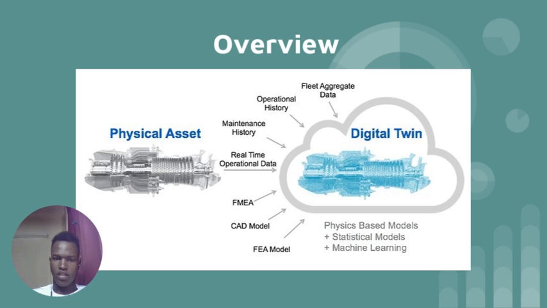So the next slide is the overview of what exactly a digital twin is. As I said earlier, a digital twin is basically a copy of the original system. From this image, we can see that this is a physical asset, and this is a digital twin, which most of the time lives in the cloud. A digital twin and a physical asset are almost literally identical.